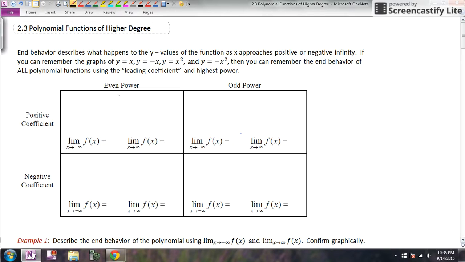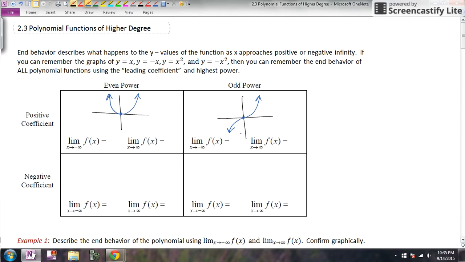And so first thing you want to know is if you have an even power, I want you to remember that your even powers will always go up on the right if it has a positive leading coefficient, and if it's an even power, it'll always copy it on the left, right? If it has an odd power, but a positive coefficient, then it will go up on the right because of the positive coefficient, but an odd power will make it do the opposite on the left.